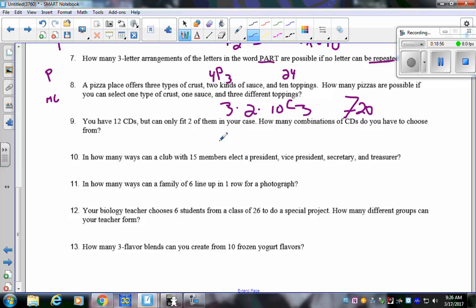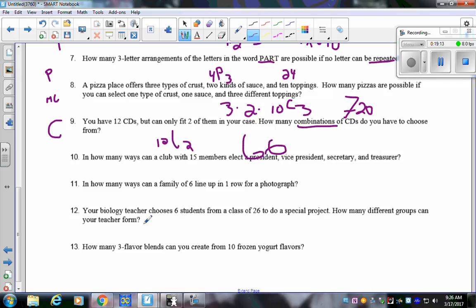All right, I have 12 CDs, but only 2 fit in my case. How many combinations? All right, this one straight up says combinations. I'm just putting CDs in my case. Small case. So 12 choose 2. All right, when I do it, I get 66.